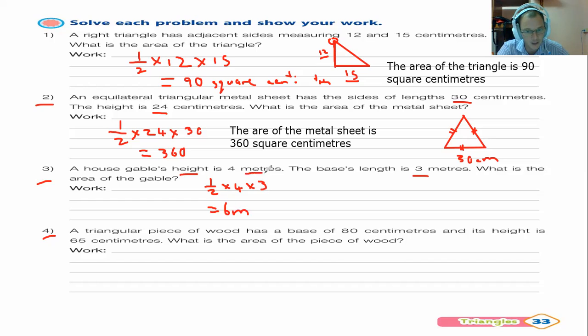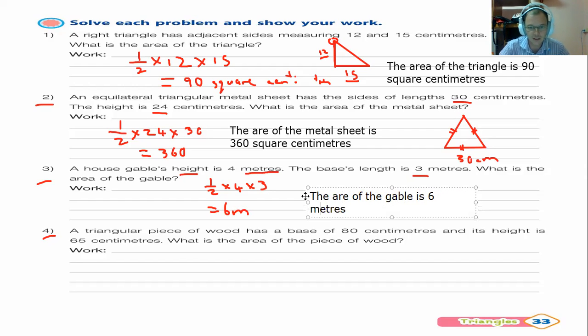Remember, now we're working in meters. We were working in centimeters before. Now we work in meters. Make sure you answer in meters. The area of the gable is 6. What did I forget? Square meters. Okay. Make sure you read carefully.